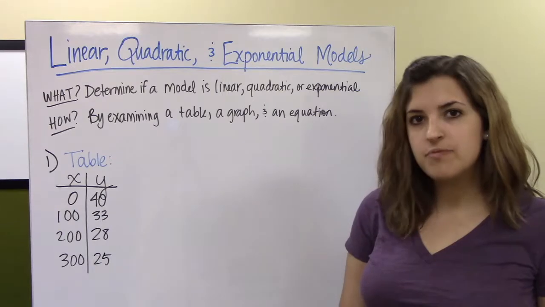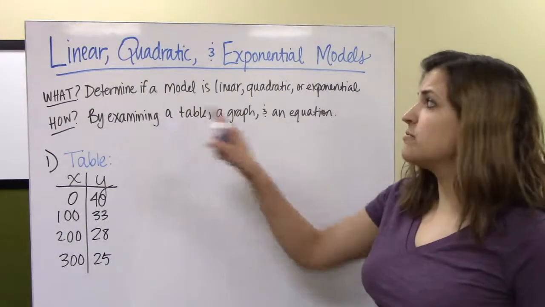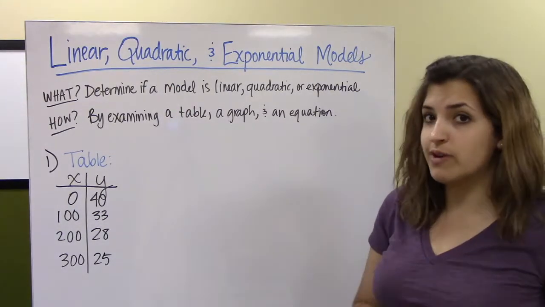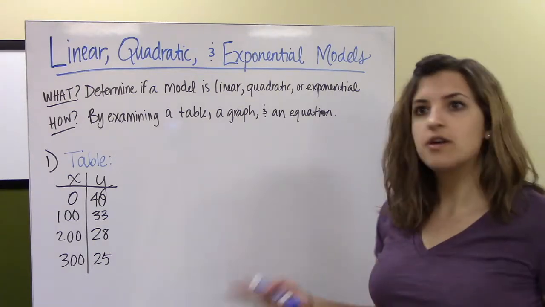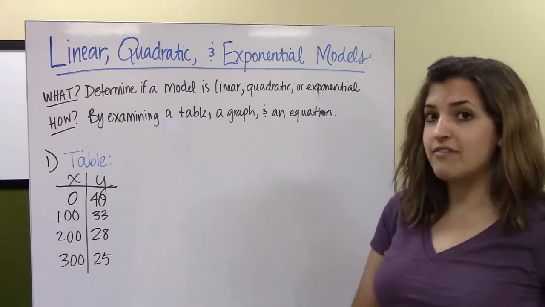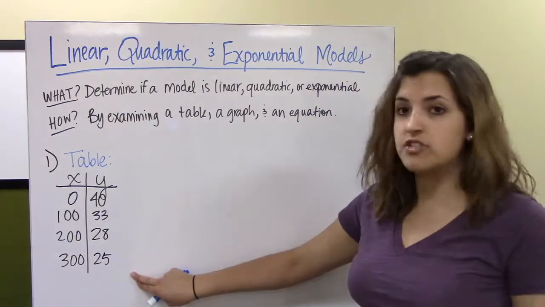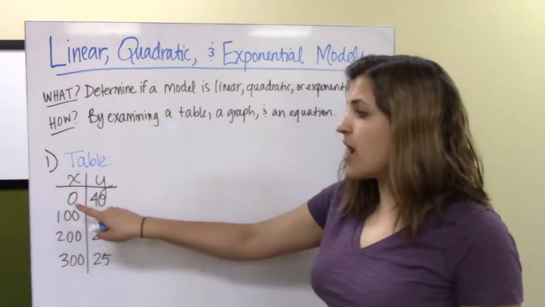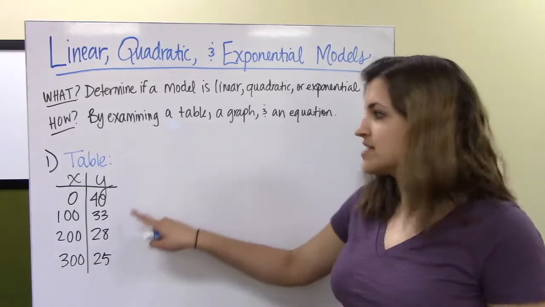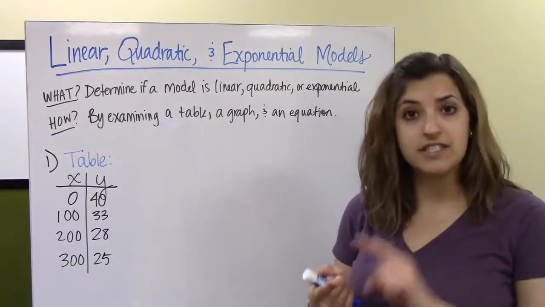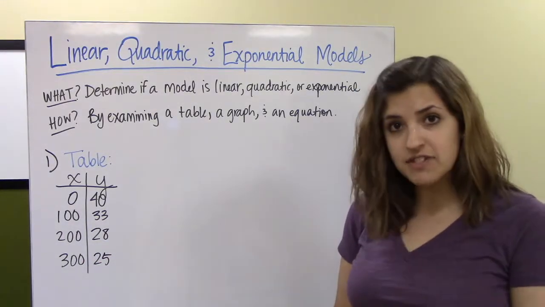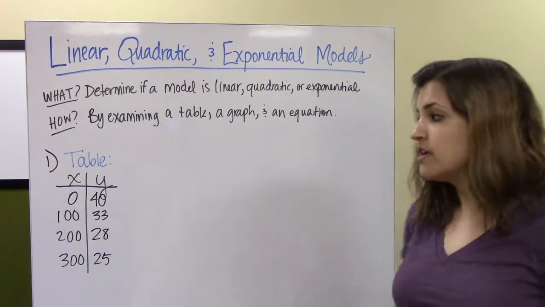Okay, so for the next three problems, we're going to want to determine if a model is linear, quadratic, or exponential. How are we going to do this? We're going to examine a table, a graph, and an equation. So let's look at a table first. We have this table given to us, and our x's move up by a constant amount. So we can examine our y's and see if we have a constant difference, a constant second difference, or a constant ratio. So let's see.